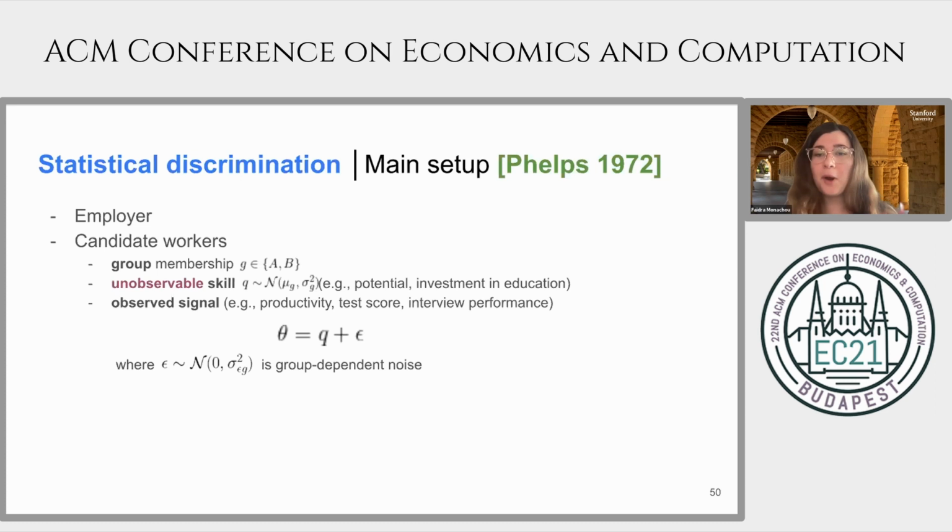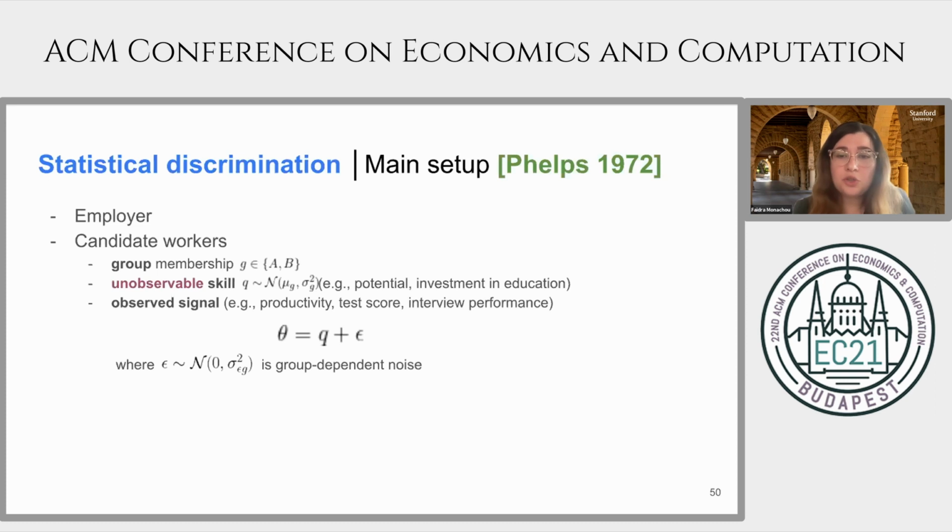And in any case, the problem is that the employer can't really observe the skill, so like this parameter Q, but she instead sees some noisy signal of skill. So this could be the productivity of a worker, or an interview performance, or, if we're talking about students, it could be a test score. And this noisy signal theta is actually the sum of the true skill Q and some independent Gaussian noise.